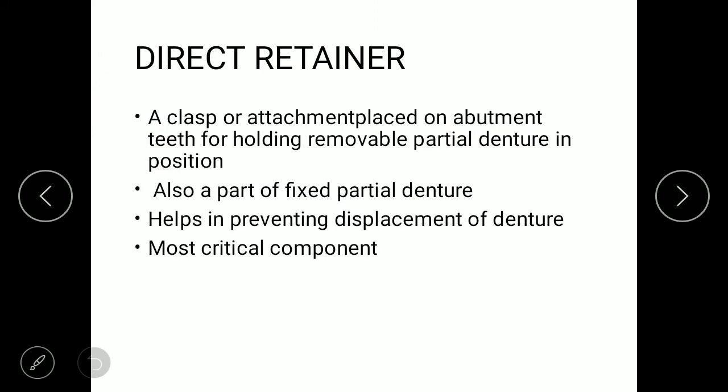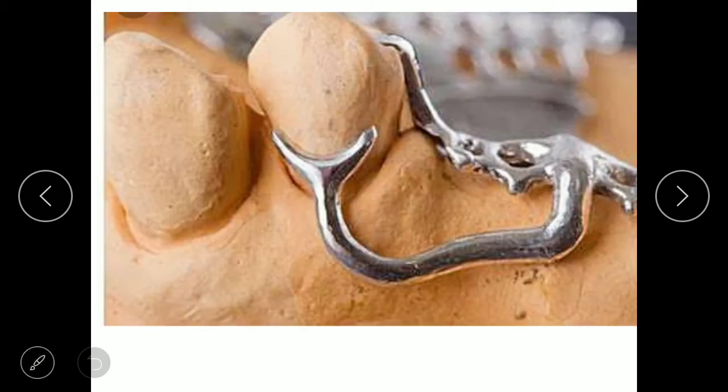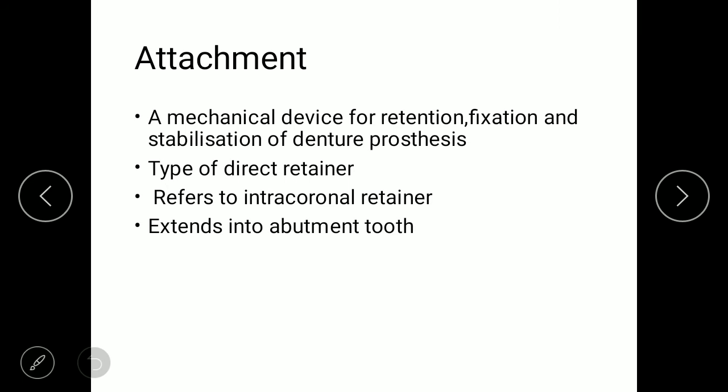The next concept is direct retainer. It is defined as a clasp or attachment placed on abutment teeth for holding the removable partial denture in position. It also is a part of fixed partial denture. It helps mainly in preventing displacement of the denture. The most critical component of the removable partial denture is the direct retainer. A clasp or attachment placed on the abutment teeth holds the removable partial denture in position, for retention, fixation, and stabilization of the denture.